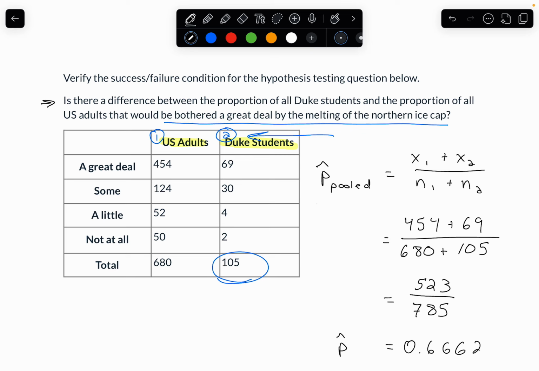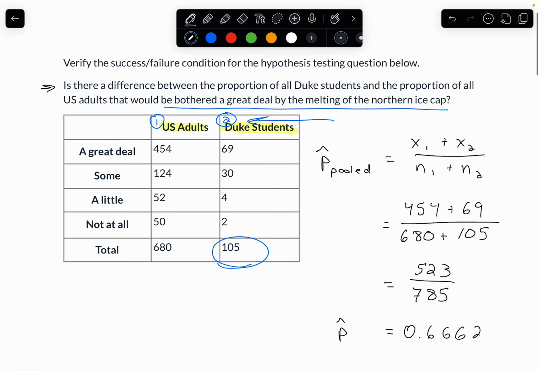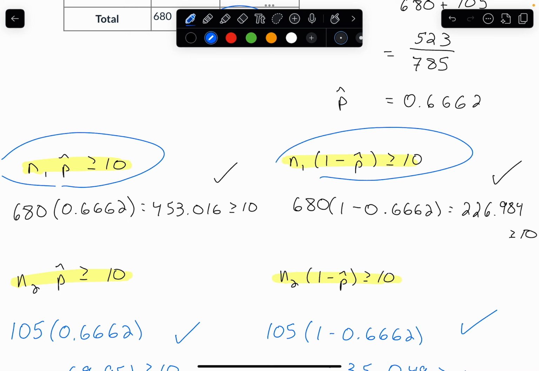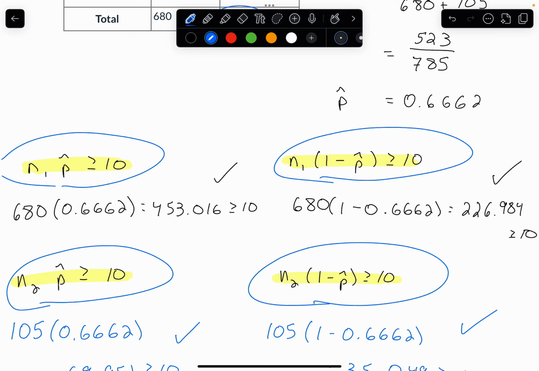This first condition of independence is really something that we should be aware of, but I'm going to be honest with you, it's not a condition that I'm going to ask you to check. It's not something that I'm going to try and trick you on ever. Usually we can assume that that condition is met. If I ask you to verify anything, it's going to be these 4 success failure conditions. That's the important step. That's going to be the part that I ask you about on upcoming quizzes and tests.